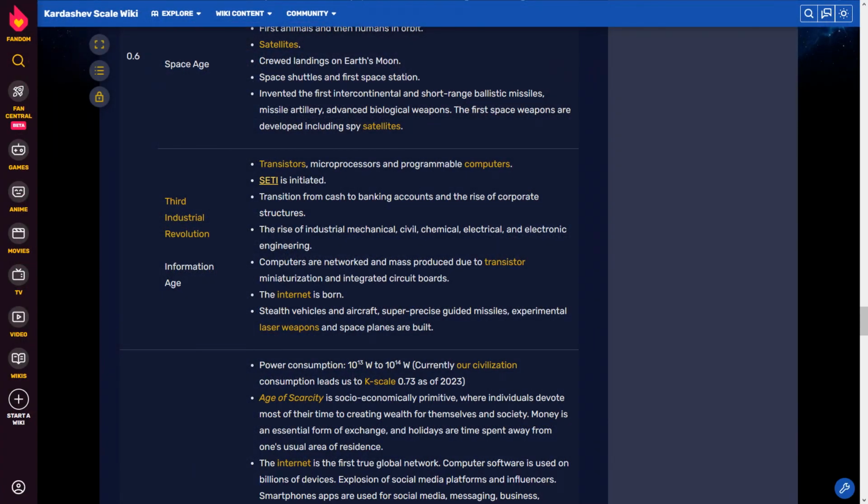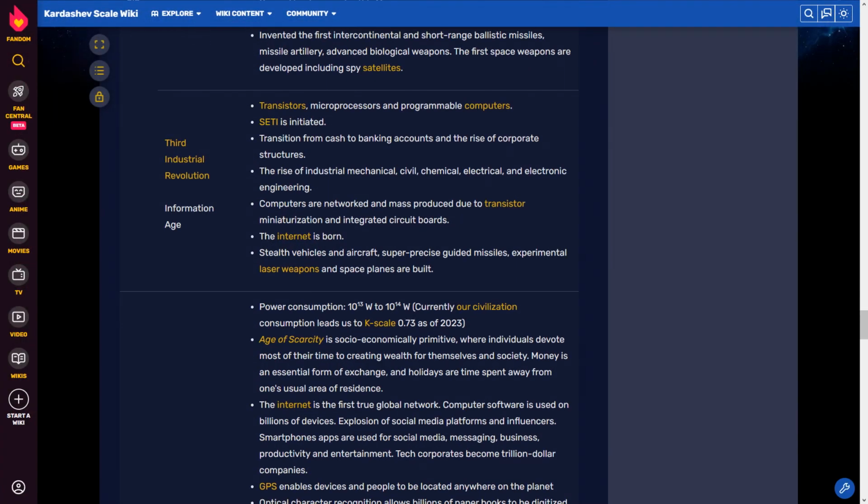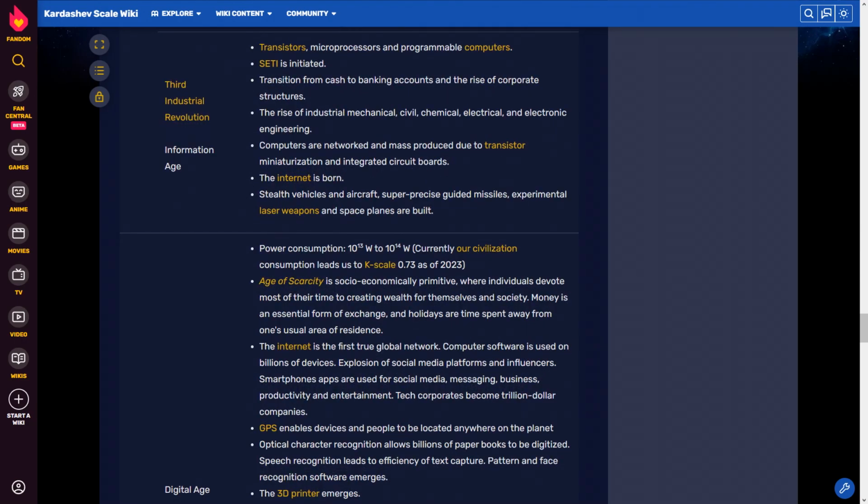Cool. Transition from cash to banking accounts and the rise of corporate structures. The rise of industrial, mechanical, civil, chemical, electrical, and electronic engineering. Computers are networked and mass-produced due to transistor miniaturization and integrated circuit boards. The internet is born, for better or worse.